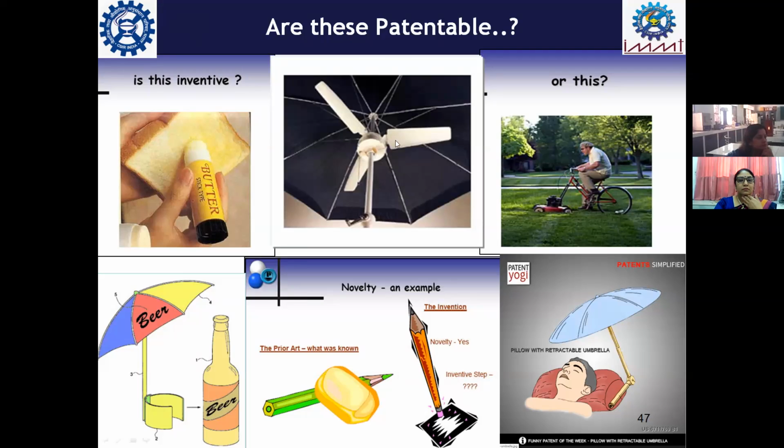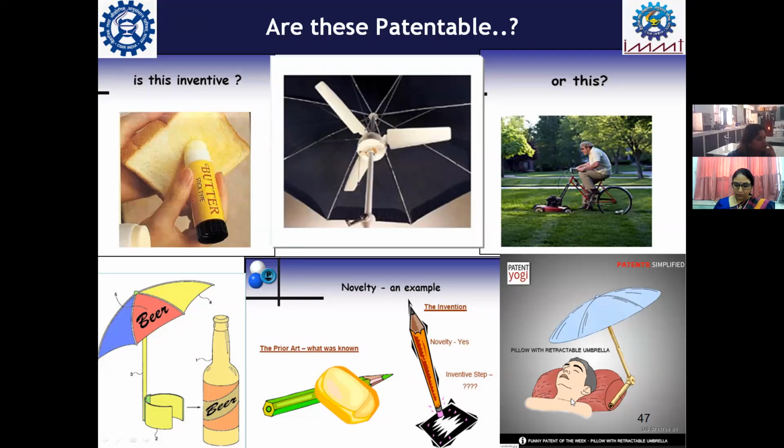Similarly, an umbrella fitted with a fan. It is just an arrangement or rearrangement, or bringing them together. Look at this. A grandman doing bicycle arranged with some gardening equipment. It is again an arrangement or rearrangement. Even a pencil with an eraser. Pencil is there, eraser is there. Now we brought them together. Whether they are separate or together, the function is one and the same. So therefore, that cannot be patentable.